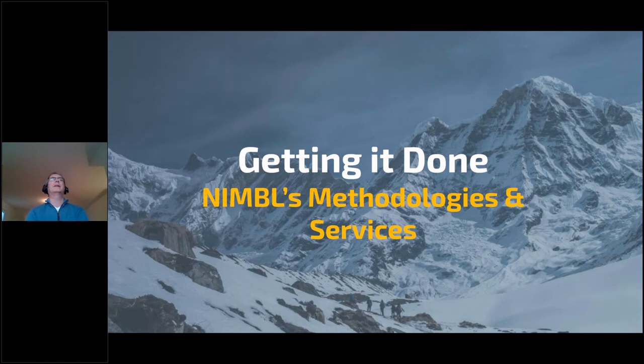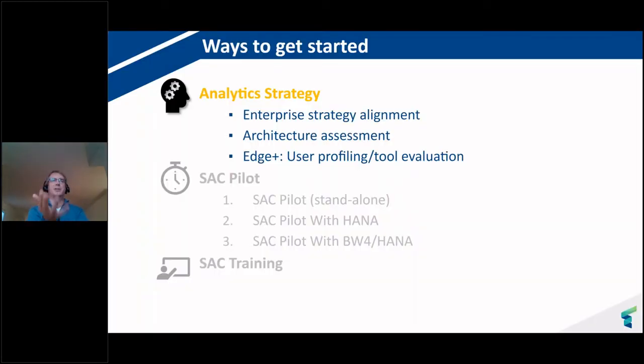So a couple of things that we like to look at. The first, as I was just discussing, is analytics strategy. What is your enterprise strategy alignment? What architecture will you need to put this in place? And using what we call our Edge Plus methodology, let's profile your users and determine: does SAC have all the features they're going to need? Are they willing to change, willing to adapt to a new way of doing their jobs? Or are they very entrenched in the existing process that we as IT will have a hard time changing? Gradually perhaps, but not with a big Band-Aid tear off.